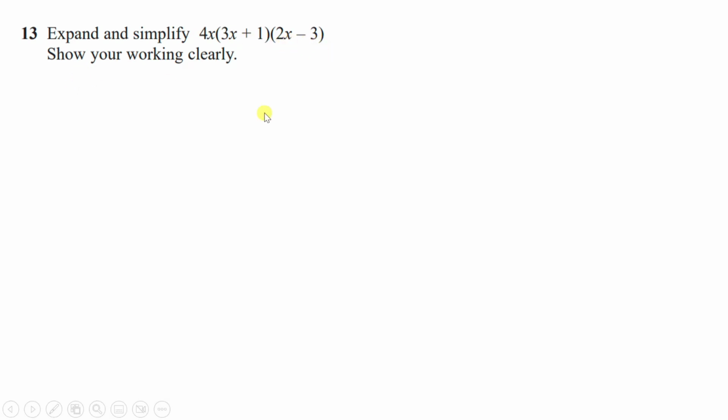Now 13. So you've got to expand and simplify 4x times the bracket 3x plus 1 times the bracket 2x minus 3. And they want us to show our working clearly. Right, so I prefer to always work with the last two brackets here because it helps a lot. So let's have a go at this, yeah? Let's go ahead and lay this down properly. So rewrite it over here.